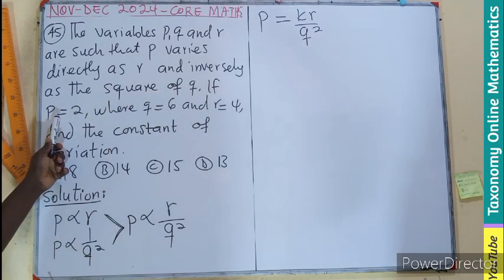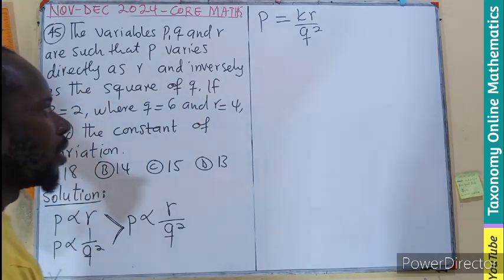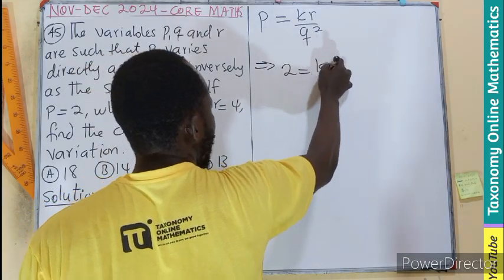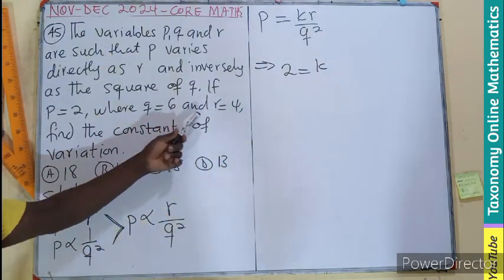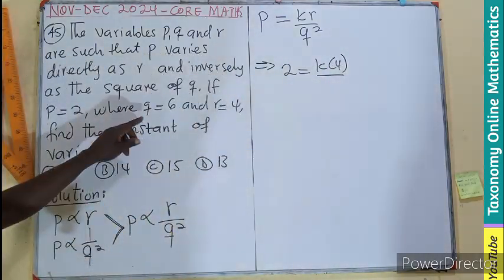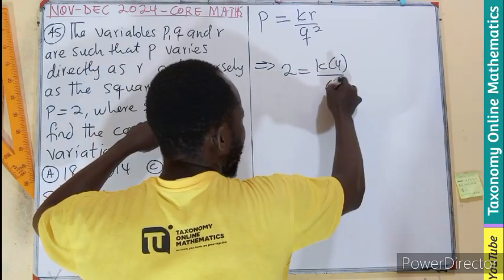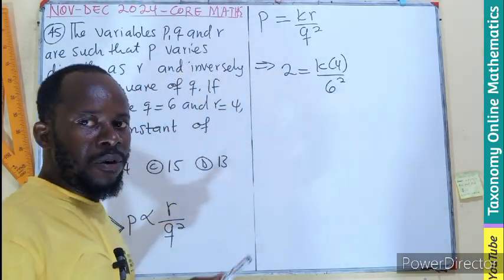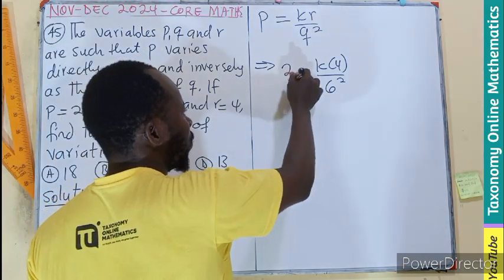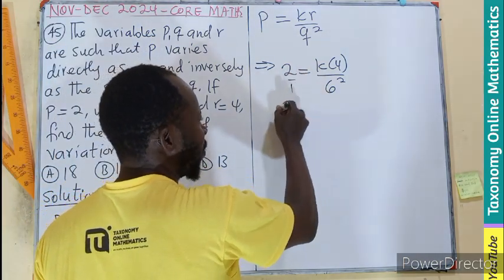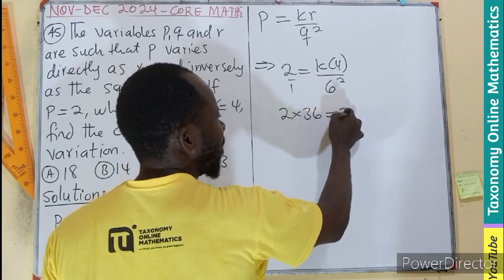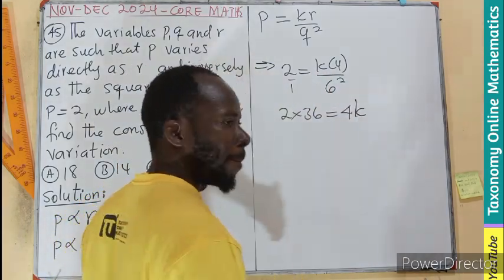So if the value of P is given as 2, by substitution, we can have 2 equals K times R, where R is 4, divided by Q being 6, so 6 squared. We are looking for the constant K, which is the only unknown variable here. We can cross multiply to have 2 times 6 times 6. That will be 36 equals 4K.